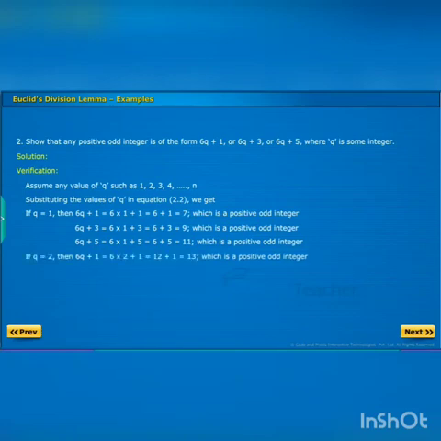If q equal to 2, then 6q + 1 is equal to 6 × 2 + 1, which is in turn equal to 12 + 1, that is 13, which is a positive odd integer.